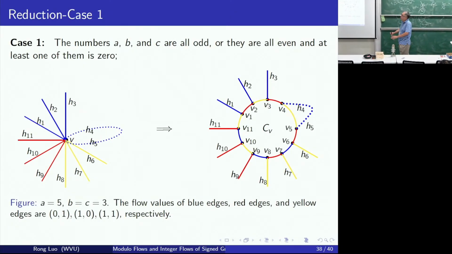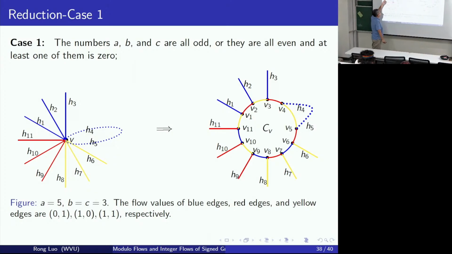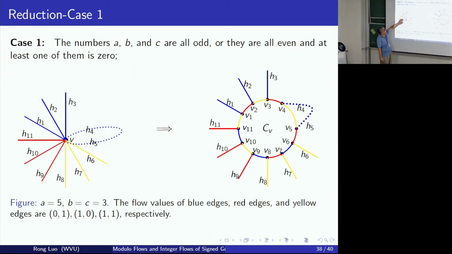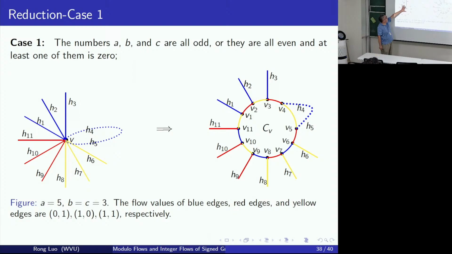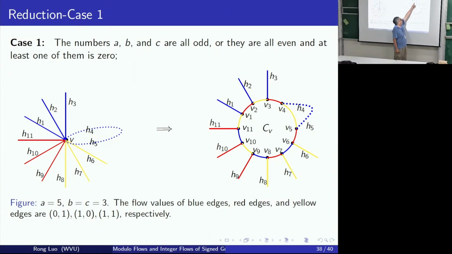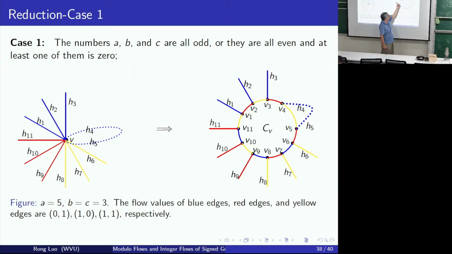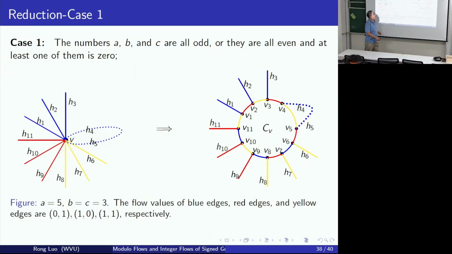So once we have this, we can try to reduce the problem to cubic graphs. Those are the odd edges, let's say with (1,0), odd edges with (0,1), odd edges with (1,1). It depends on the parity. If all of them are odd, or all of them are even but one of them is 0, we can simply blow this up into a circuit here. We blow them into a circuit, and all the blue edges are consecutive, all the yellow edges consecutive, all the red edges consecutive. Then we can color those edges. So that gives us a cubic graph.